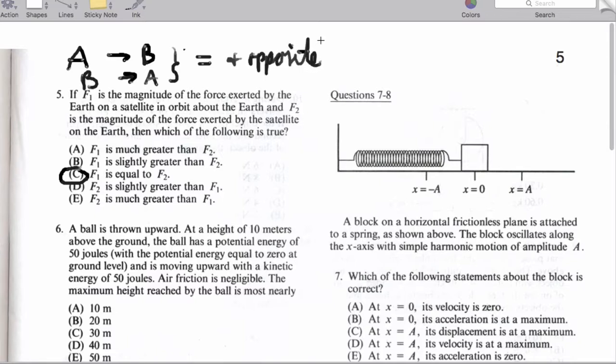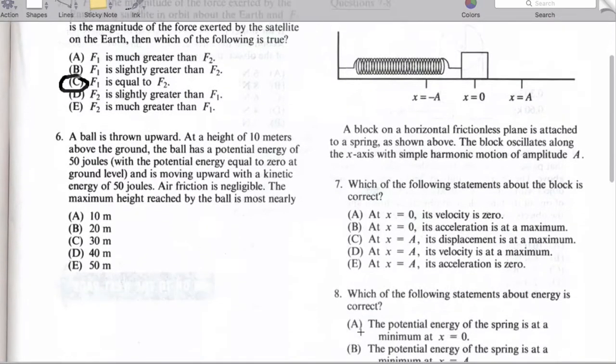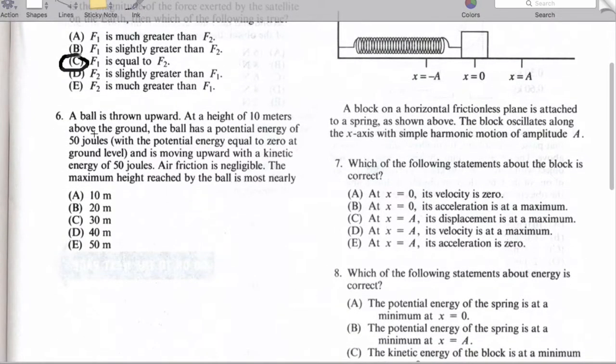All right. Now, for the next question, a ball is thrown upwards at a height of 10 meters. It's moving upward with a kinetic energy of 50 joules. So this is kind of a no-brainer. I know that mgh is 50, right? So I have a total of 100 joules.